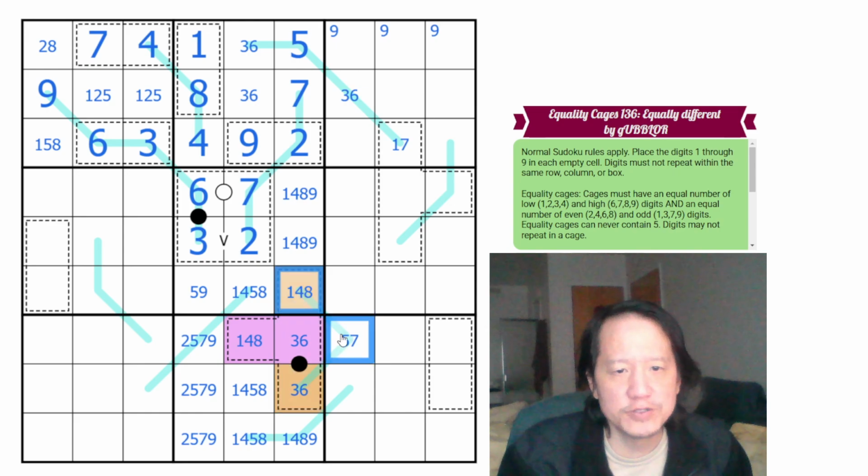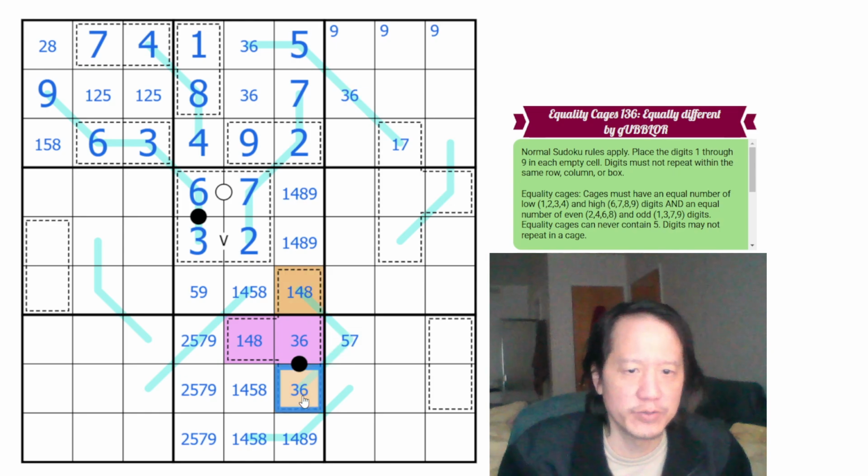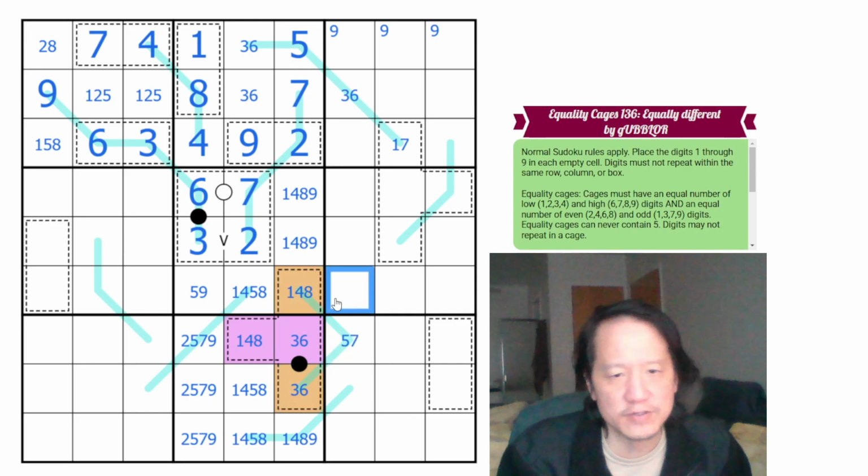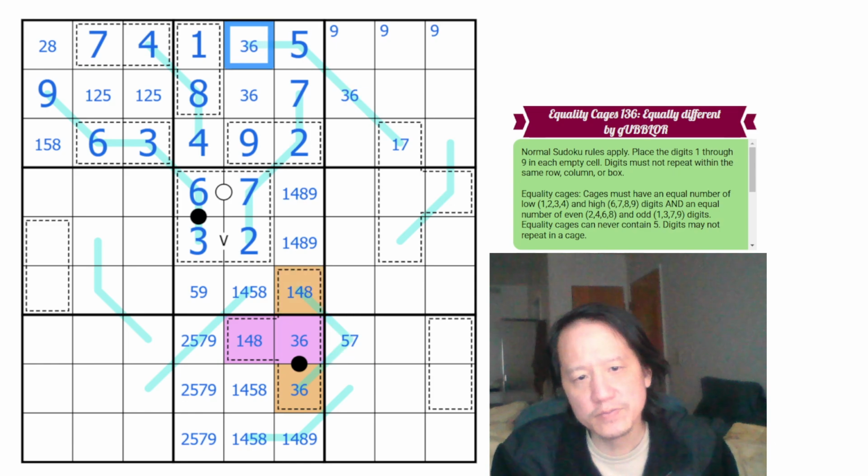Can this ever be 2 is the question, right? 3, 1, 3 doesn't work because we have two 3s. 3, 5, 7 doesn't work. 3, 5, 3 doesn't work. 6, 4, 2 doesn't work. 6, 4, 6 obviously doesn't work. 6, 8, 6 doesn't work. And then 6, 8, 10 obviously is not a digit. So yeah, this has to be 1, which means this has to be 2.